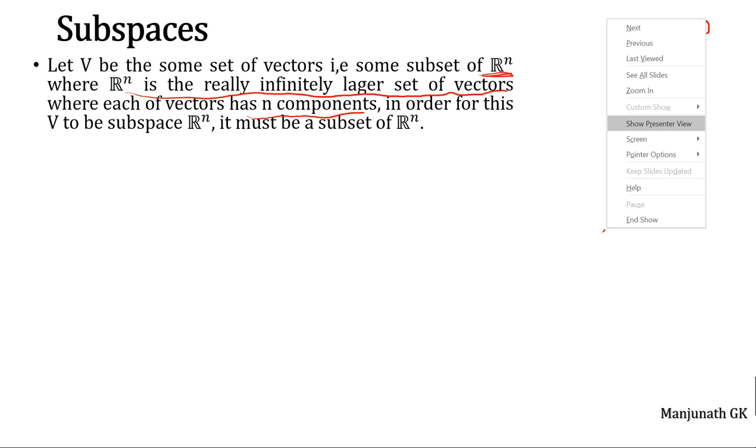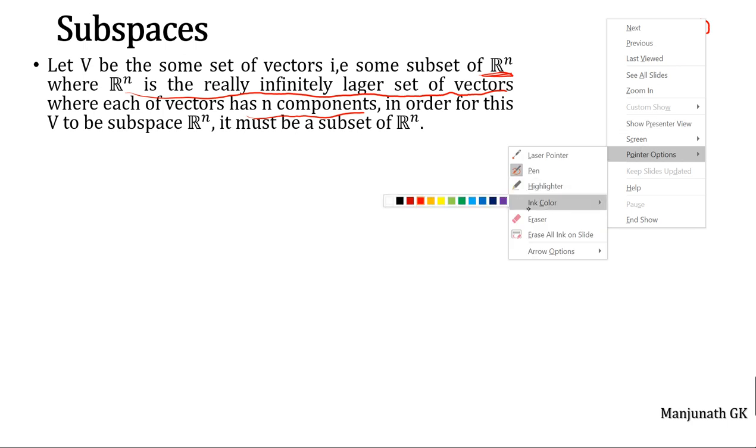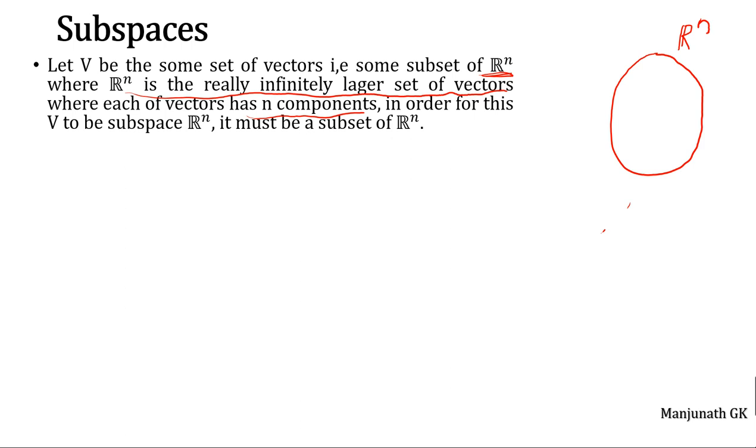let me change the color here. Okay. So we have considered the space Rn. It has vectors, all with n components. Consider the set of vectors V. It has V1, V2, V3, and so on, Vn. All are vectors here.